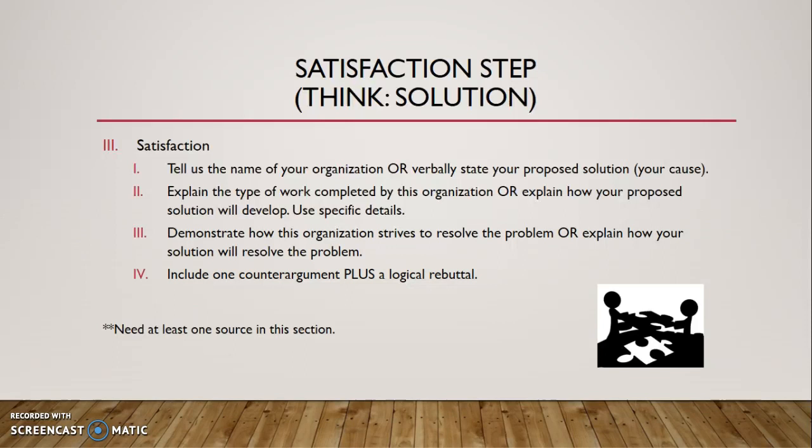Finally, remember to include one counter argument at the end of the satisfaction step. This is where you will tell us, what would the opposing side say against your organization or your cause? In other words, your peers might say, how can I trust your organization? How do I know where the funding goes to? And that's where you give us a logical rebuttal. Note, we want to make sure it's logical, not attacking the other side and telling them you're wrong or your counter argument is dumb. Go ahead and tell us why the counter argument or opposing side is incorrect. And similar to the need step, you'll need to include one source for this section.